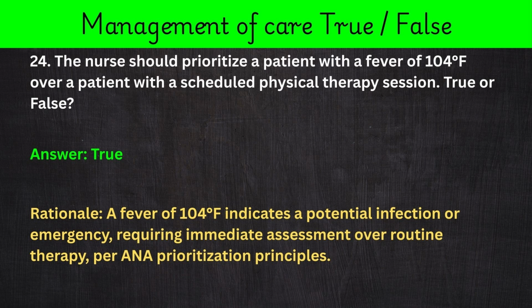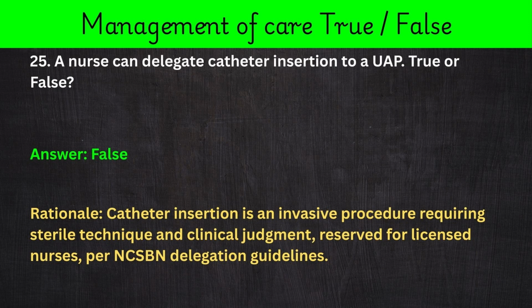Answer: true. Rationale: a fever of 104 degrees Fahrenheit indicates a potential infection or emergency, requiring immediate assessment over routine therapy, per ANA prioritization principles. 25. A nurse can delegate catheter insertion to a UAP. True or false? Answer: false. Rationale: catheter insertion is an invasive procedure requiring sterile technique and clinical judgment, reserved for licensed nurses, per NCLEX-PN delegation guidelines.